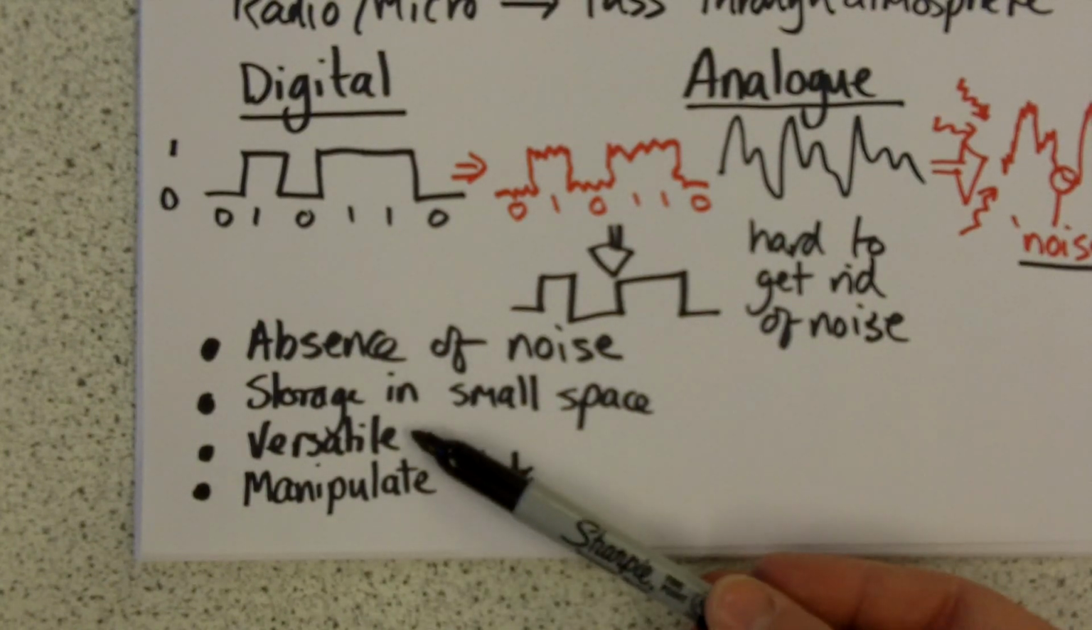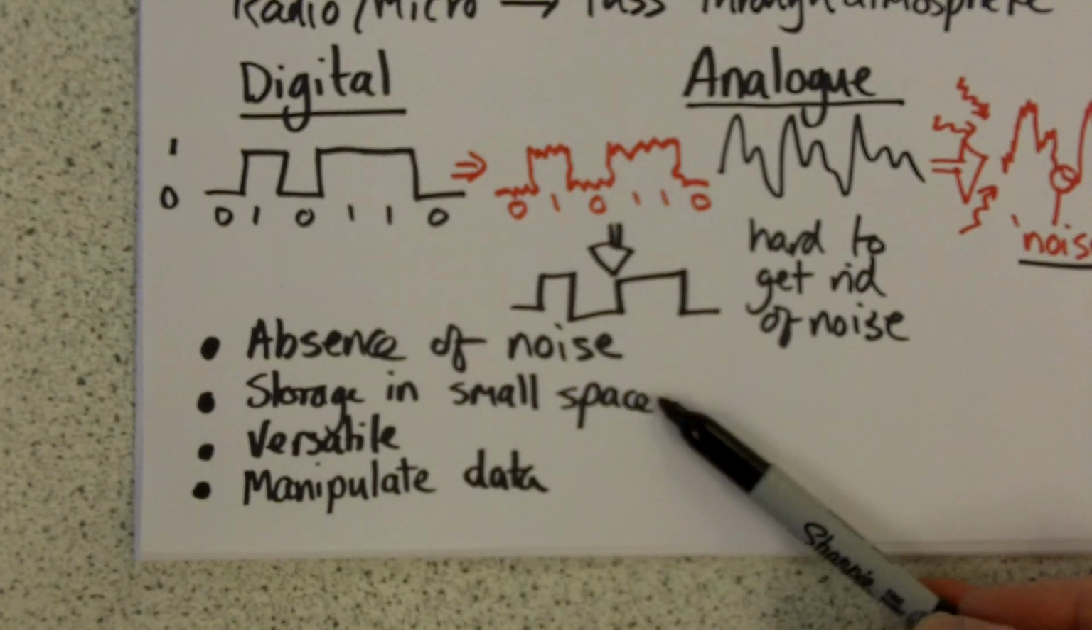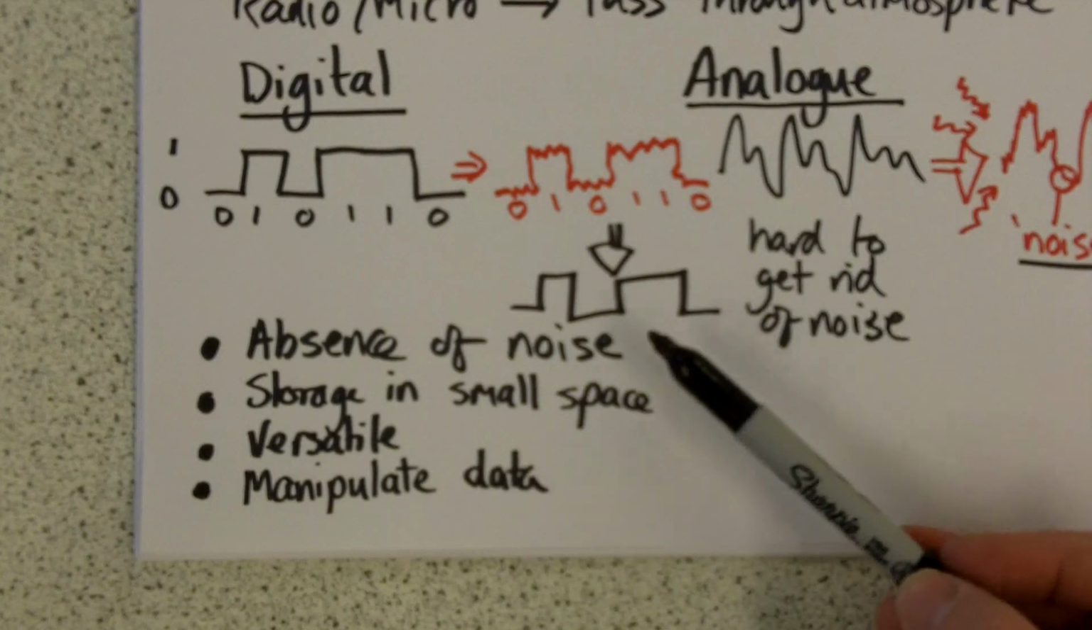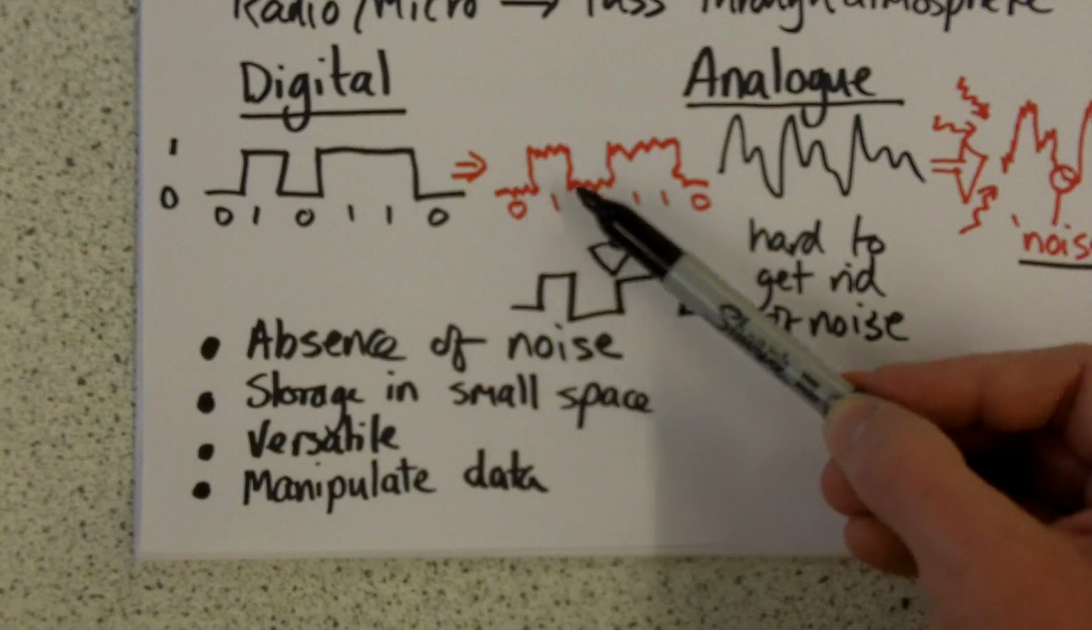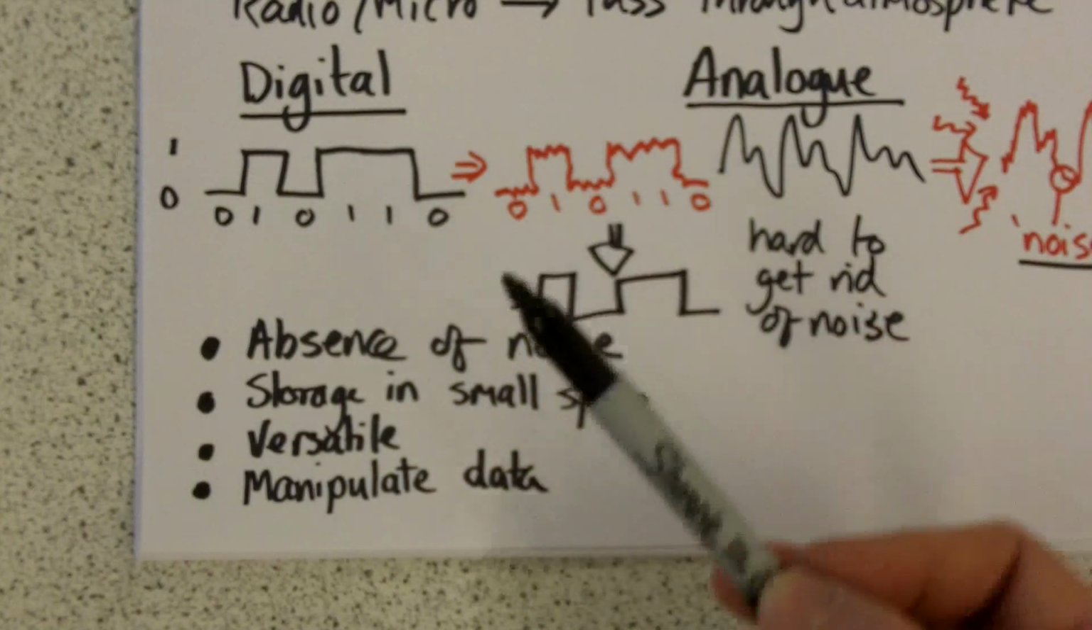You can store lots of different types of information on digital, and you can store lots of information in a very small space. Key for communication is you can completely eliminate the noise on the signal because you know the difference between a 1 and a 0, even if it's a noisy signal.